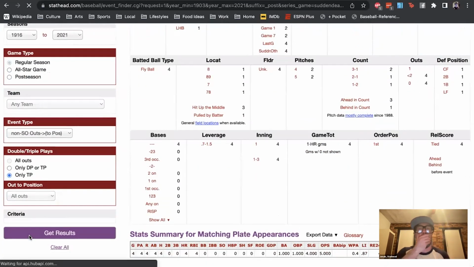So I'll just run this quickly, and we can get a list of triple plays. Maybe you can narrow the year, you can look at a team filter, you could do the postseason. There's been one, I believe, all that stuff in the event finder. So that is the event finder. I really can't emphasize enough what a great tool this is.